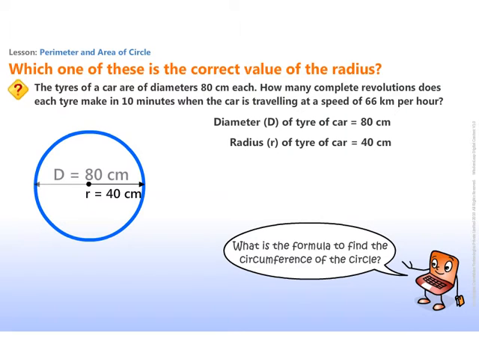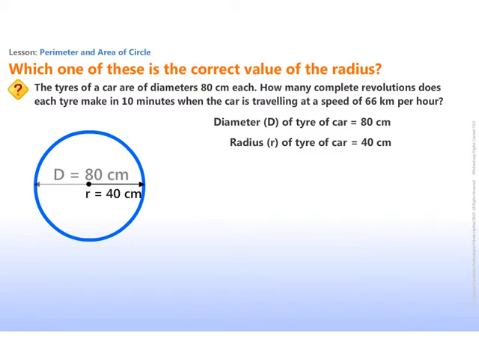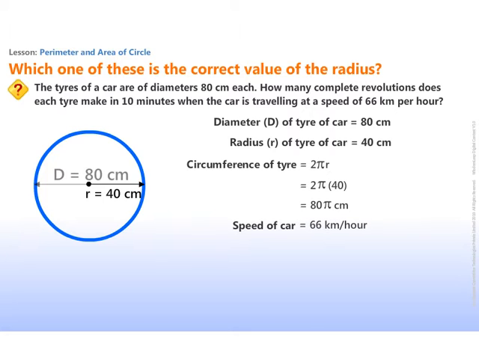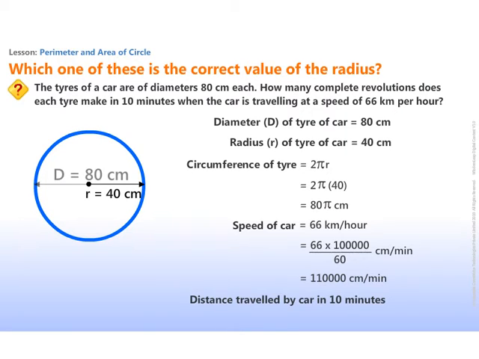What is the formula to find the circumference of the circle? Recall that the circumference of the circle of the tire is 2 pi r. Substituting the known values, we get the circumference of the circle as equal to 80 pi centimeters. We know the speed of the car is equal to 66 kilometers per hour. Now, on converting the given speed into centimeters per minute and calculating distance in centimeters, we get the speed of the car as equal to 110,000 centimeters per minute and the distance traveled by the car in 10 minutes as equal to 11 lakh centimeters.